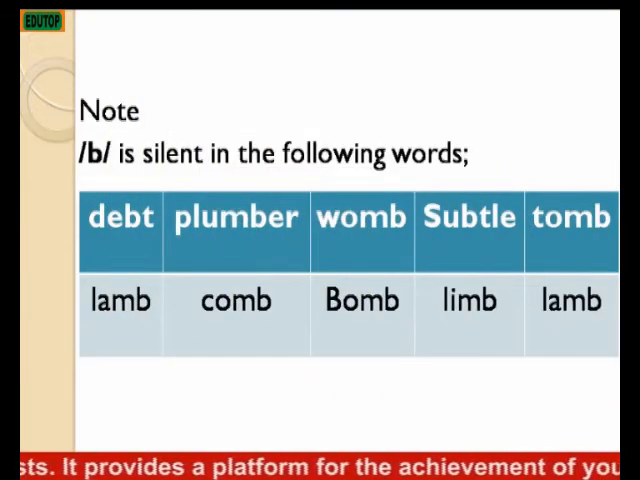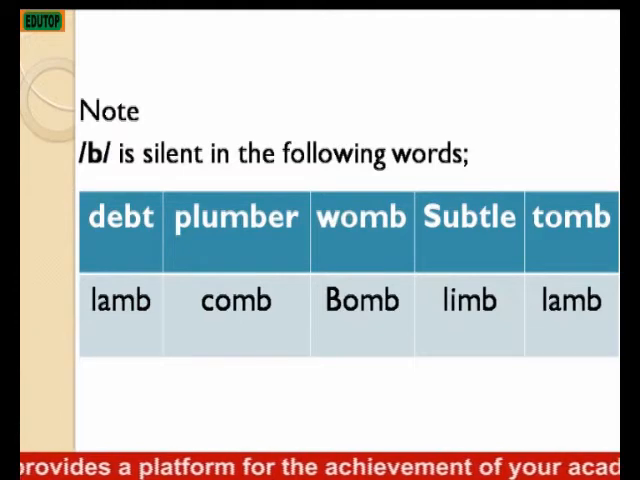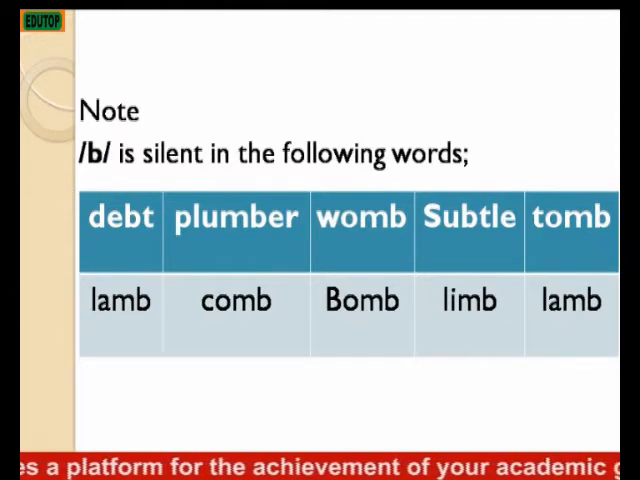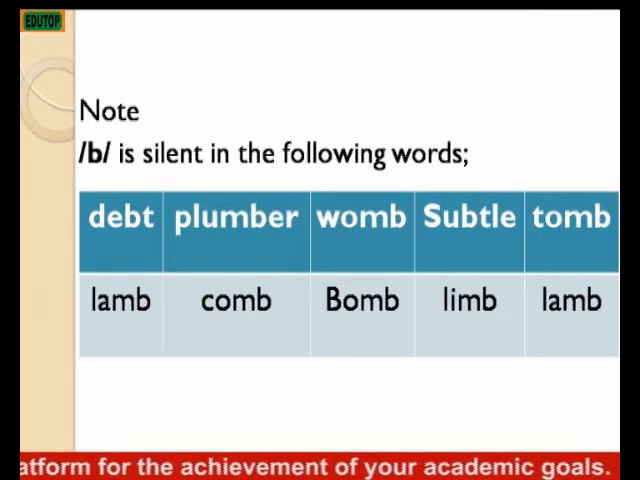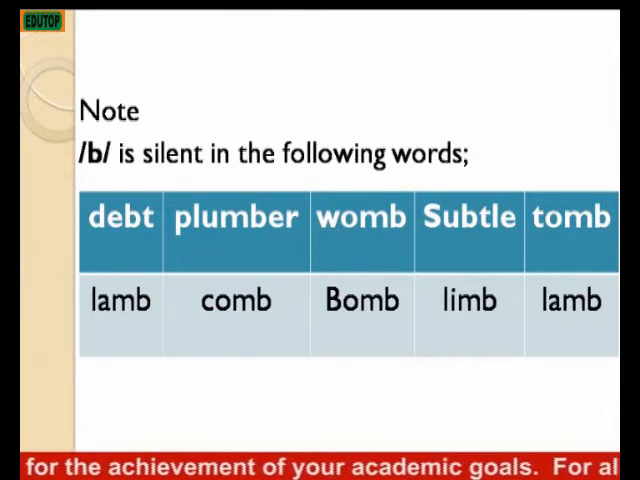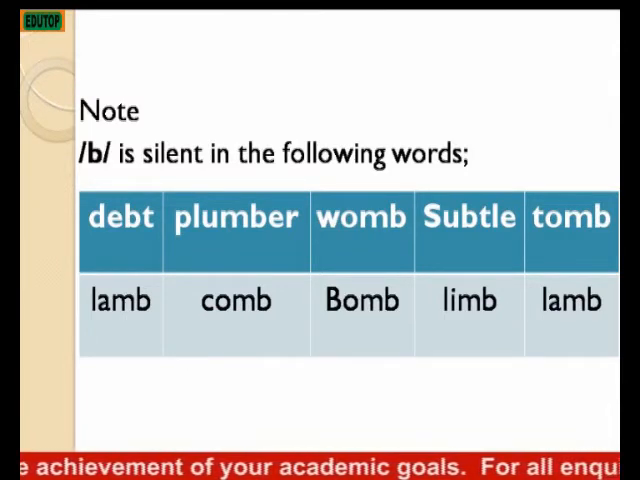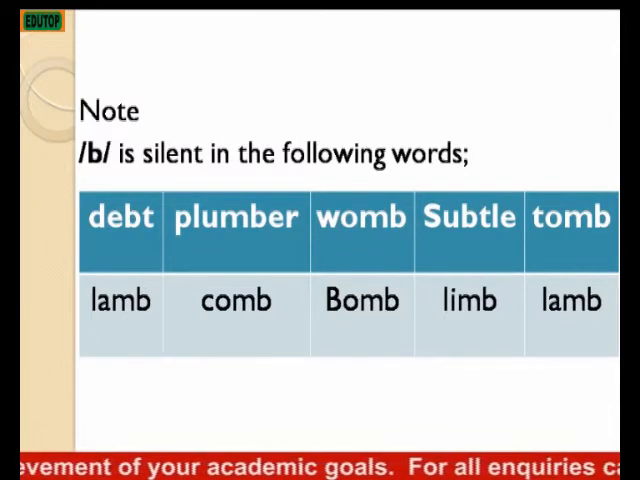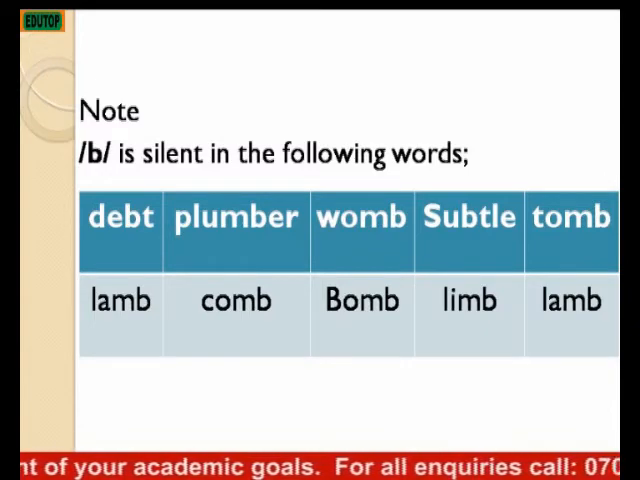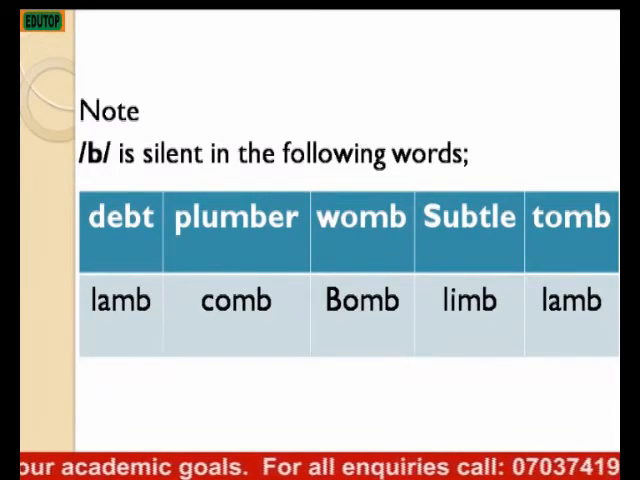We should note that b is silent in some words. It is silent in words like debt, plumber, womb, subtle, thumb, lamb, comb, bomb, limb, etc.